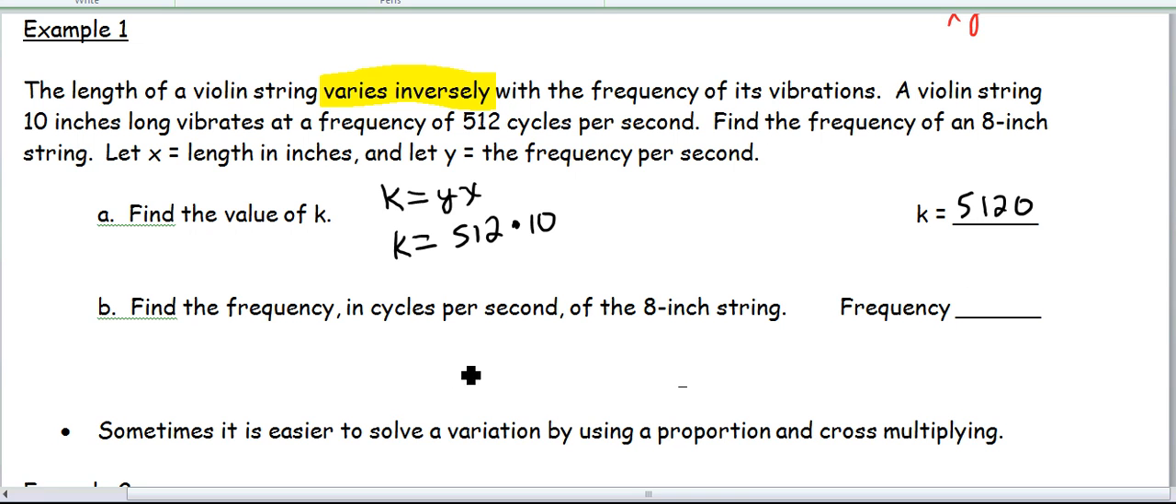So find the frequency in cycles per second of the 8-inch string. The y is our frequency, and remember, our inverse equation is y equals k divided by x. So I have 5,120 divided by 8. You don't need a graphing calculator for this. If we do that, we come up with 640.